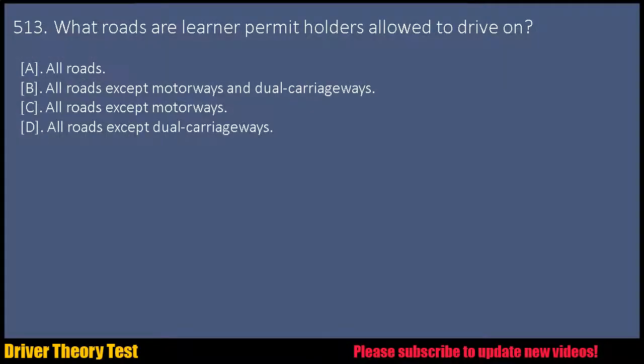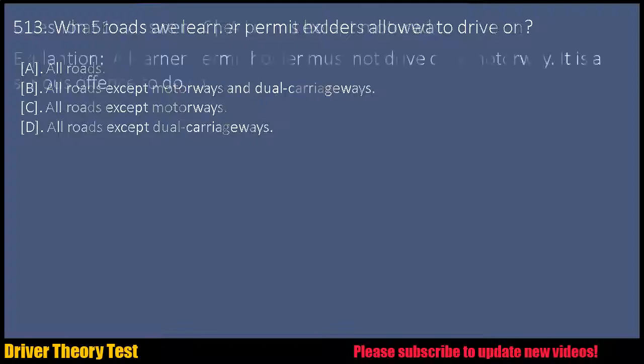Question 513. What roads are learner permit holders allowed to drive on? A. All roads. B. All roads except motorways and dual carriageways. C. All roads except motorways. D. All roads except dual carriageways.